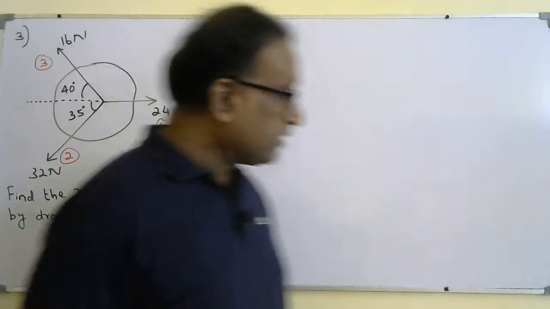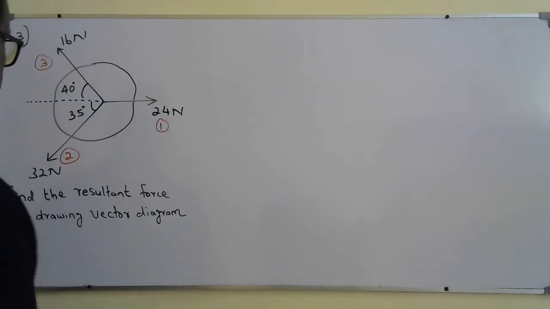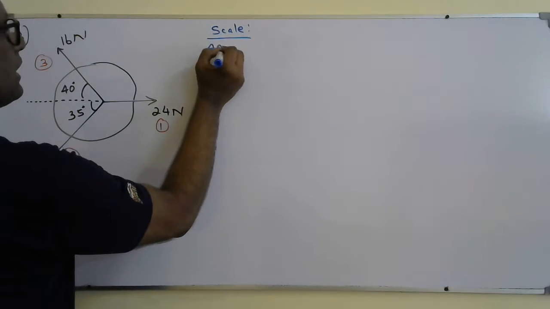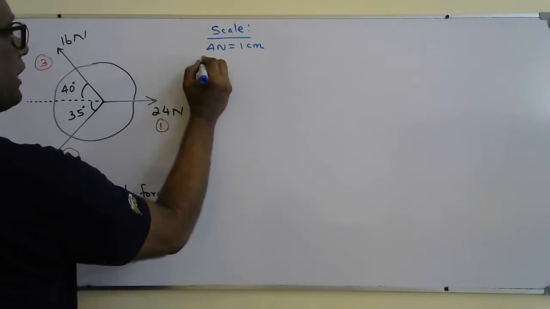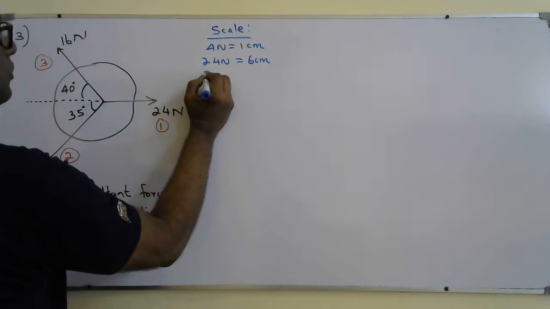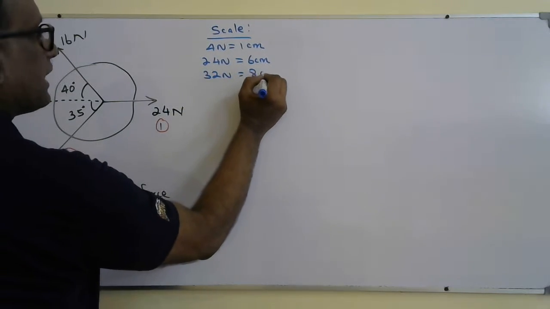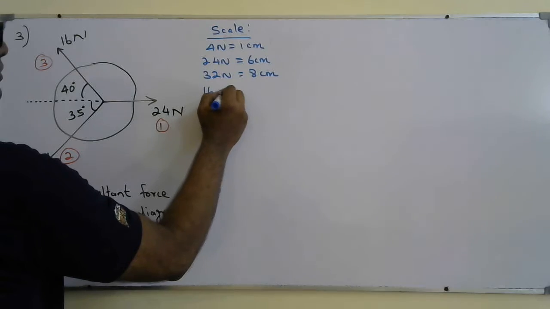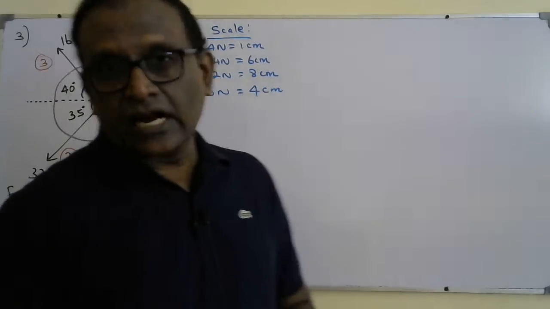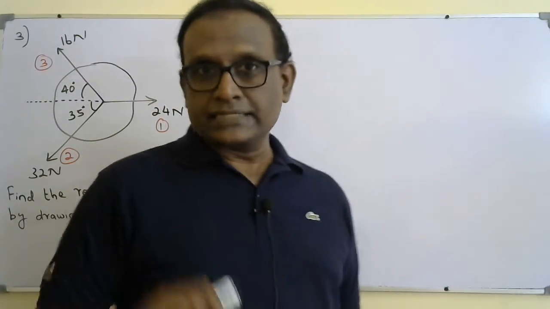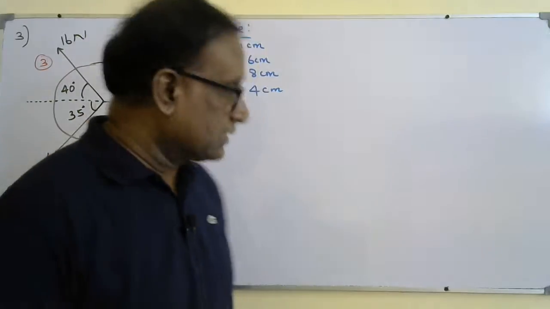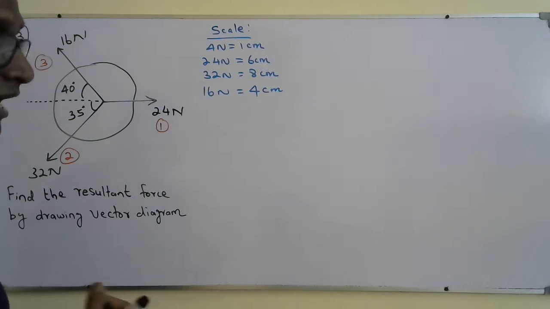Here for the scale, 32 Newton is too large, so we can take 4 Newton equal to 1 centimeter. So 24 Newton is 6 centimeter, then 32 Newton is 8 centimeter, and 16 Newton is 4 centimeter. When you draw, your pencil should be very sharp and narrow. It should not be a blunt pencil, because even 1 millimeter can accumulate and give a big error. So better to use a sharp, clear pencil.